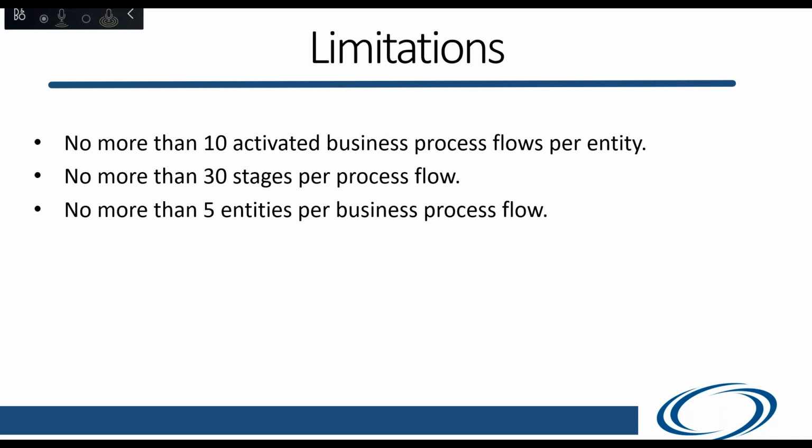Some of the limitations to talk about. So 10 activated business process flows, that is the max per entity. I have not yet seen anyone use that many because things can get quite confusing when you start having a bunch of different process flows. I've usually seen a max of 2 to 3, but the system allows for up to 10 per entity or record type. You can have up to 30 stages in the process flow. And then when you're crossing entities, like I talked about, going from a lead to an opportunity to a quote or an invoice or something like that, you can have up to 5 entities.